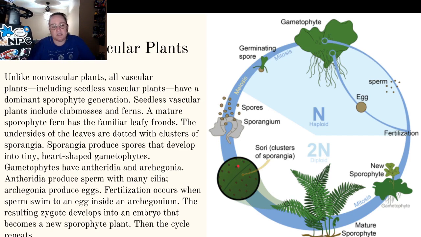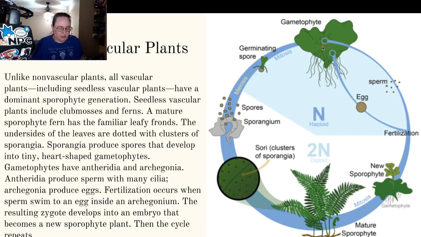So what they do is when those spores form, they release them. Then it hits wet ground, hopefully, and the spores will germinate. And they will germinate into these interesting guys called gametophytes. So this is the gametophyte. They are heart-shaped. They are really interesting.